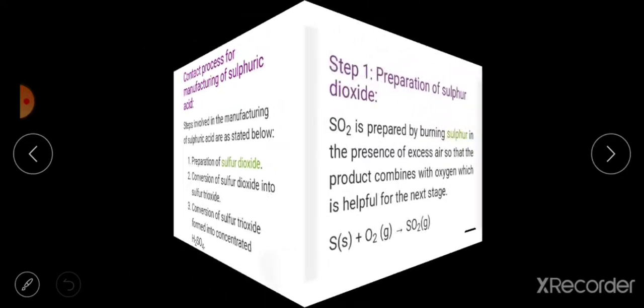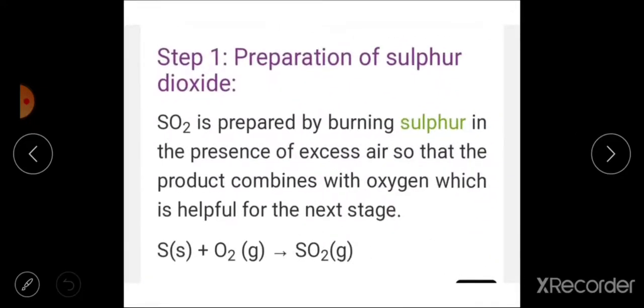We can see these 3 steps. First step is preparation of sulfur dioxide. Here sulfur dioxide is prepared by burning of sulfur in presence of excess of air. Here the sulfur burns in air to produce sulfur dioxide gas. You can see this reaction.